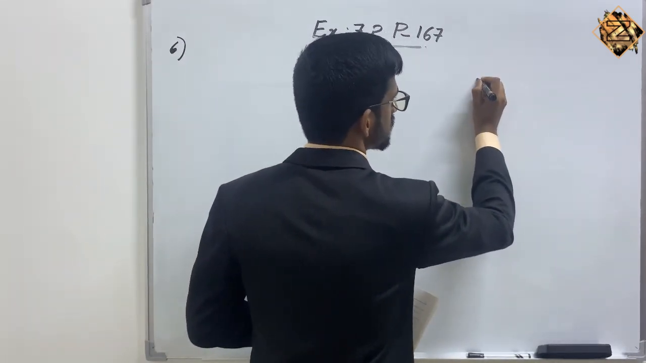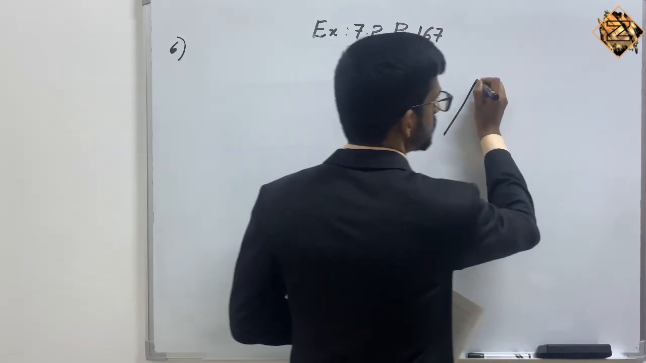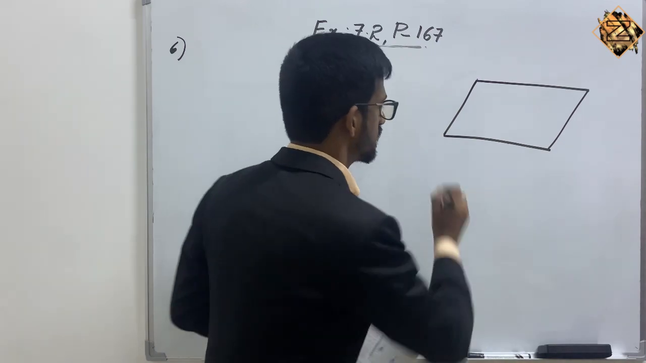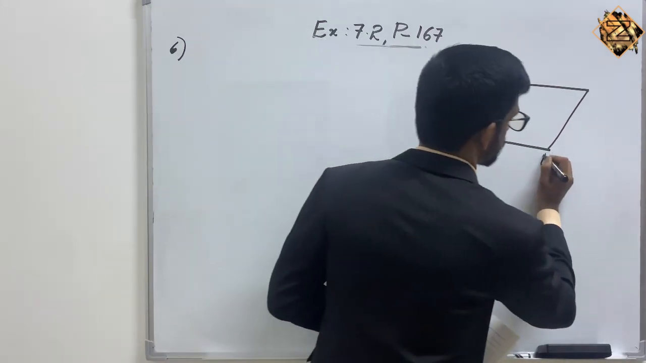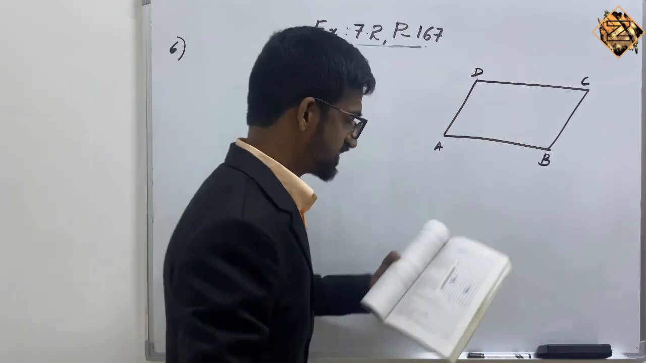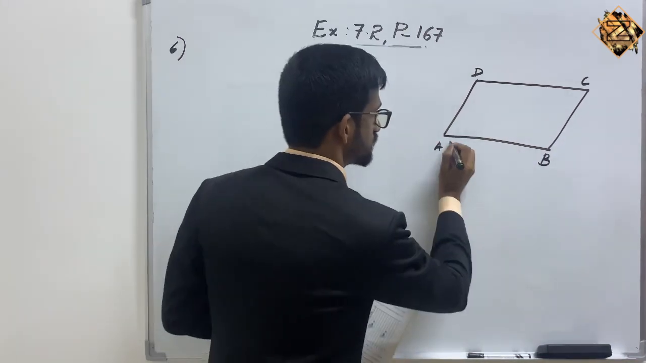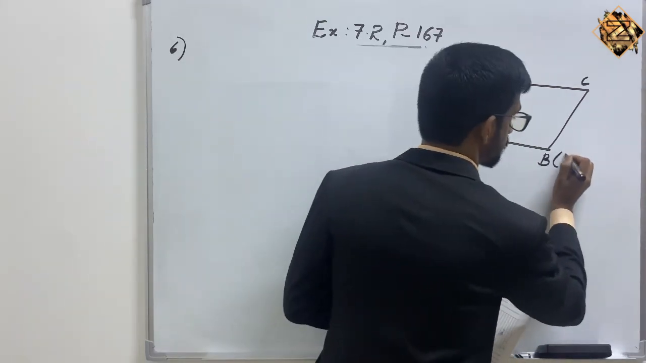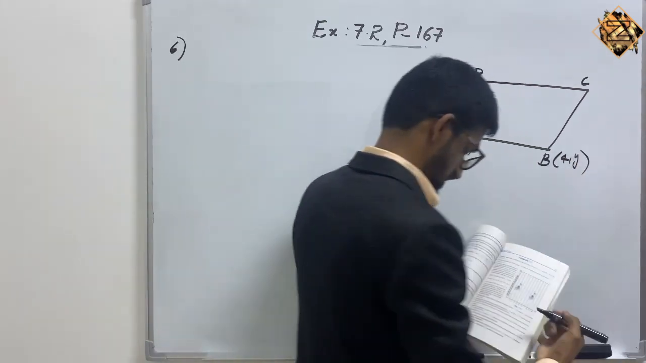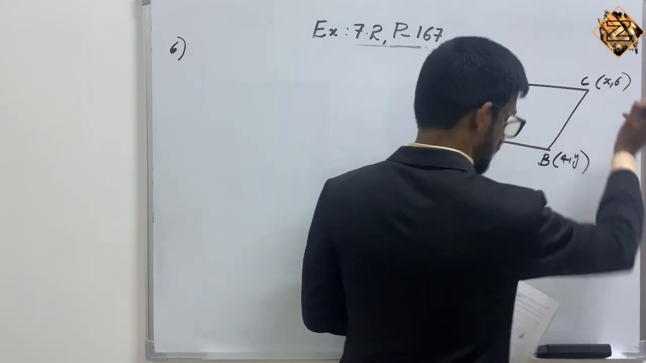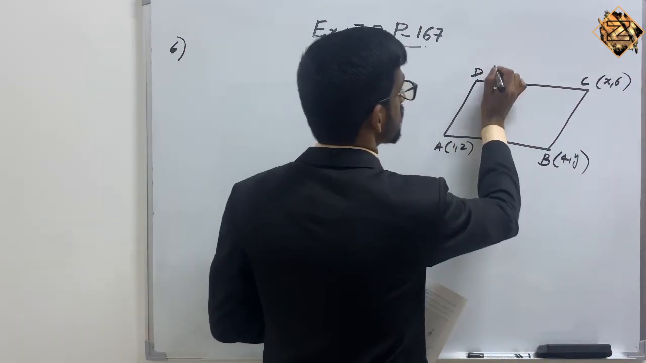So we will first roughly draw a parallelogram. Let ABCD be a parallelogram. Okay, let's name it as A, B, C and D. Its coordinates are given: (1, 2), (4, y), (x, 6) and D is (3, 5).